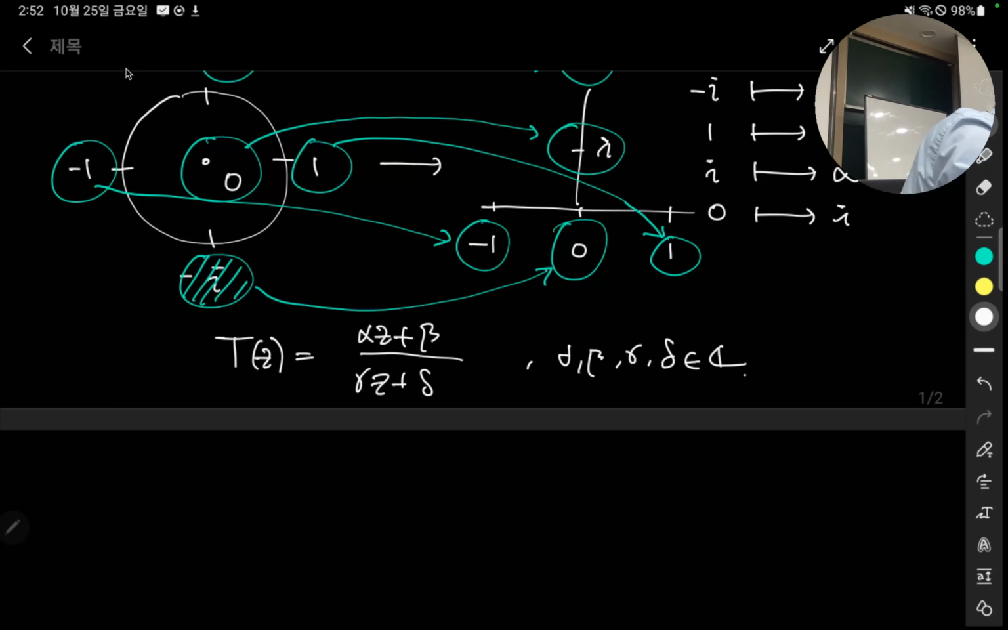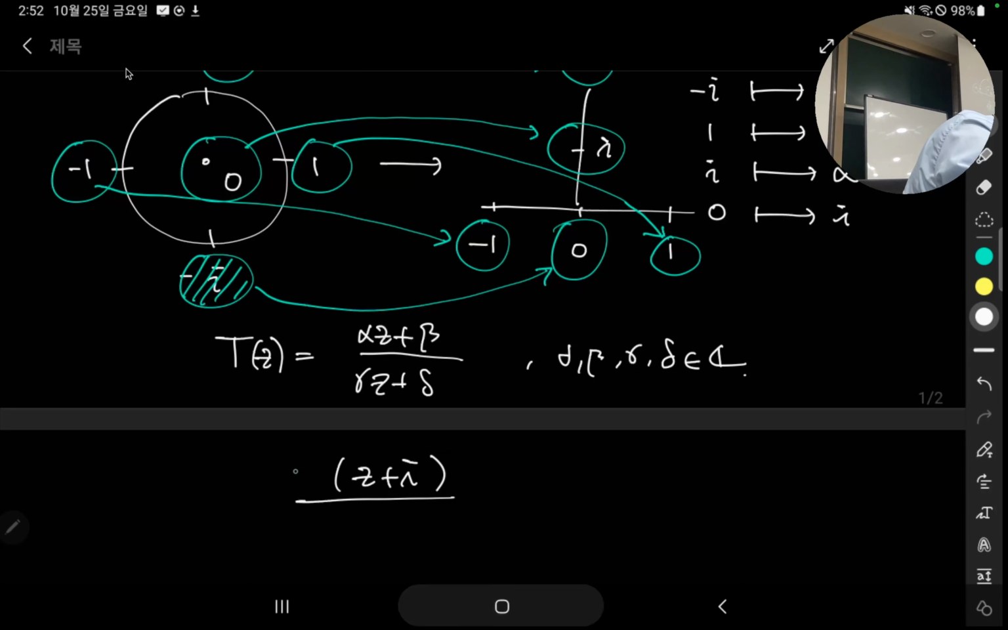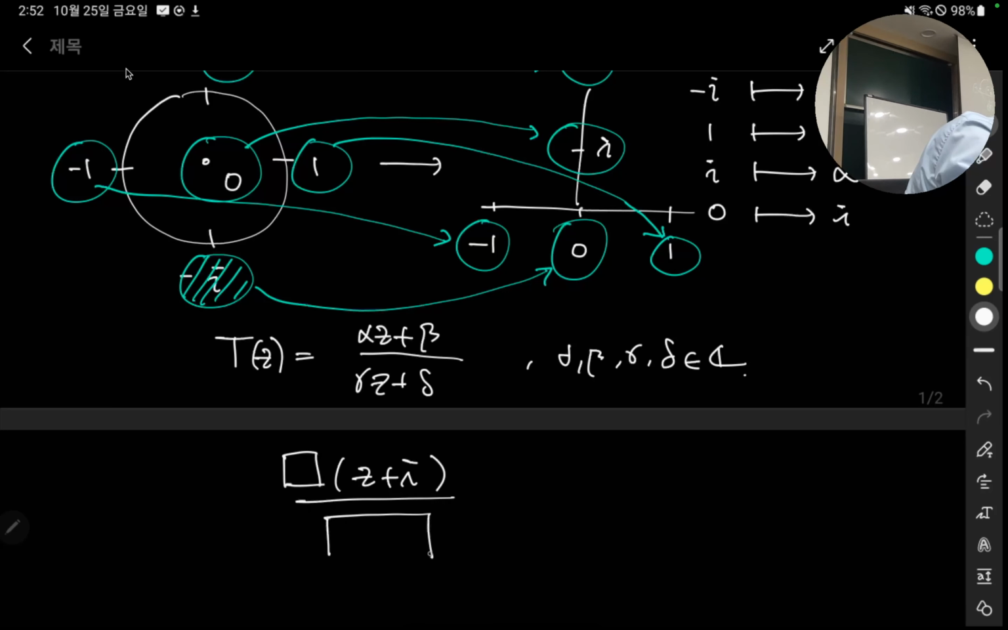So you must have something like z plus i in your numerator. I don't know about the denominator, but at least I need to have this, and also some coefficients going on here. So that's one thing I can say about the t.